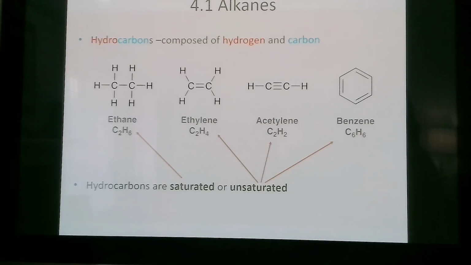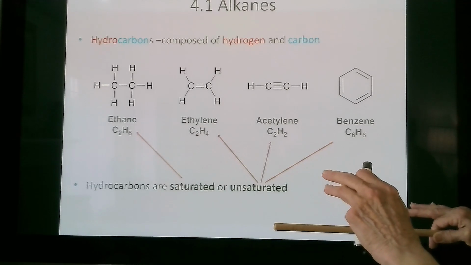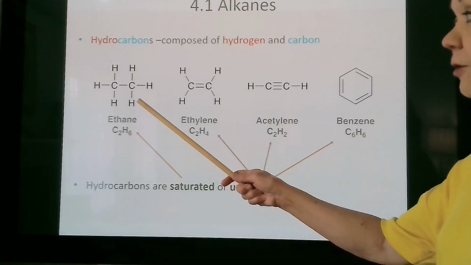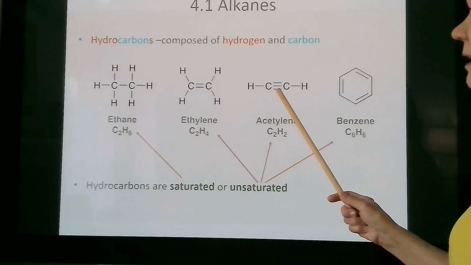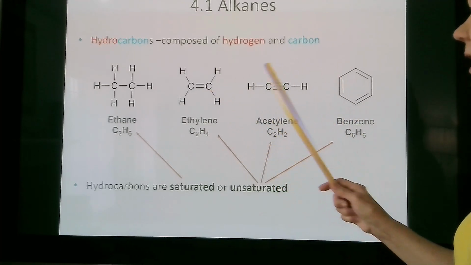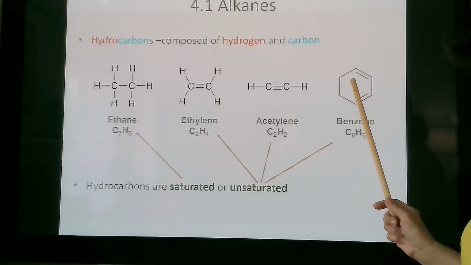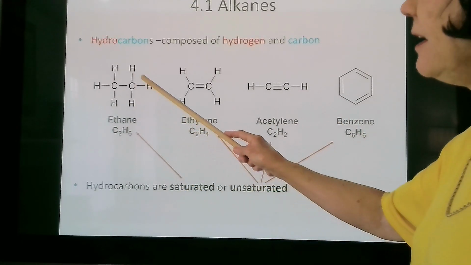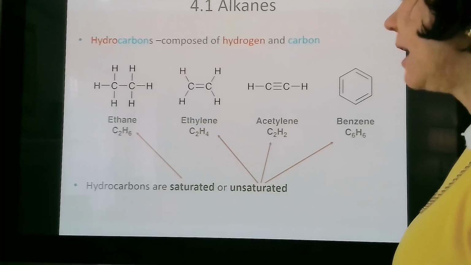You can see on this slide, there's only one alkane that is shown. That's ethane. Ethylene or ethene, acetylene or ethine, and then benzene are not alkanes. This is an alkene, alkyne, and then arene. So ethane is the only molecule here on the first slide that is an alkane.